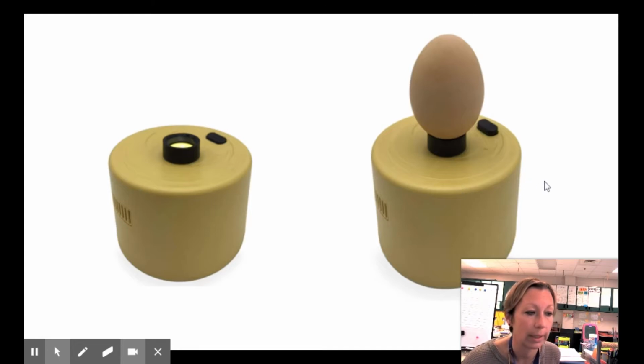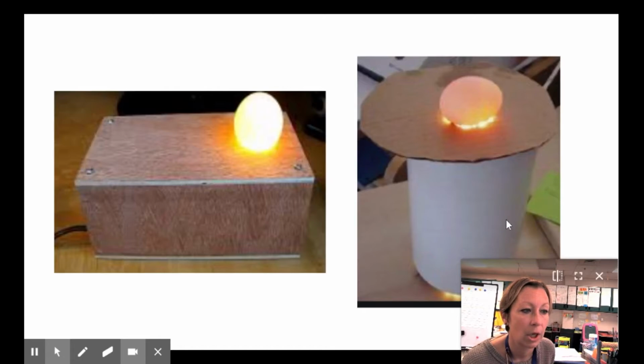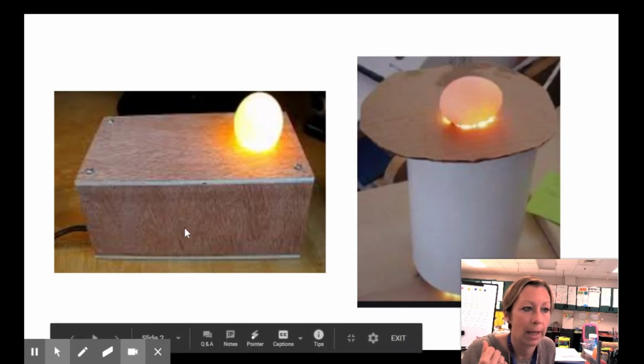Now, why is it called a candler? Because a long time ago, they did not have technology like we do now. They didn't have things that can be battery operated or plugged into the wall. So they had to use a light from an actual candle to look inside of an egg. They would make things like tubes or boxes, and then they would place the candle inside of it and then put the egg on top.